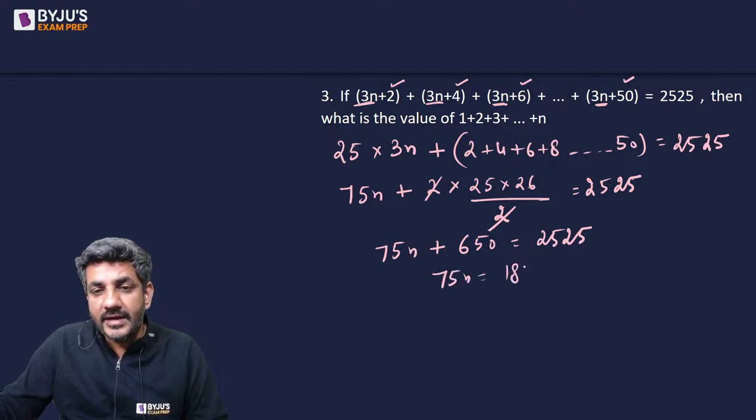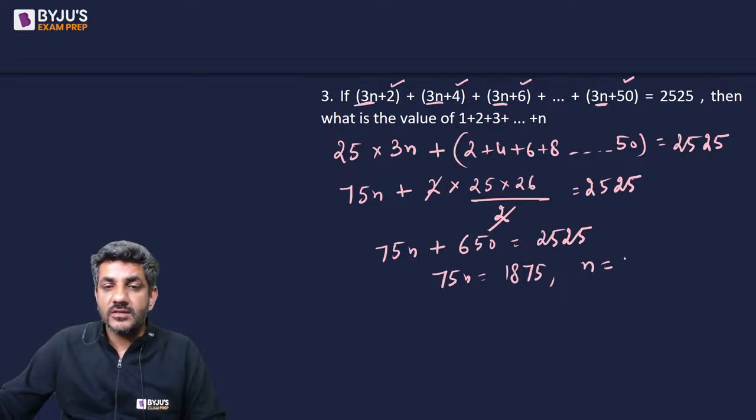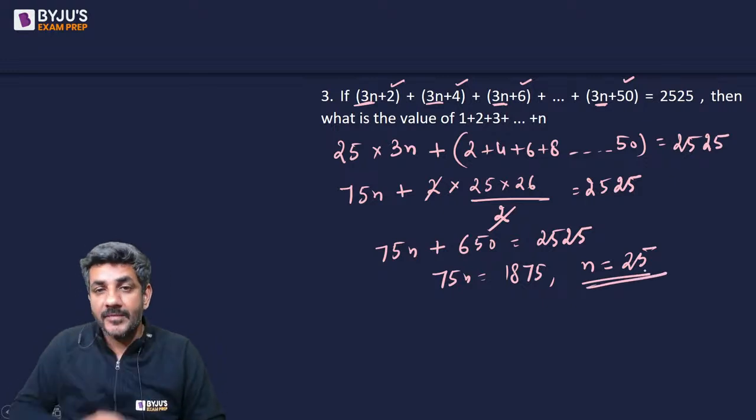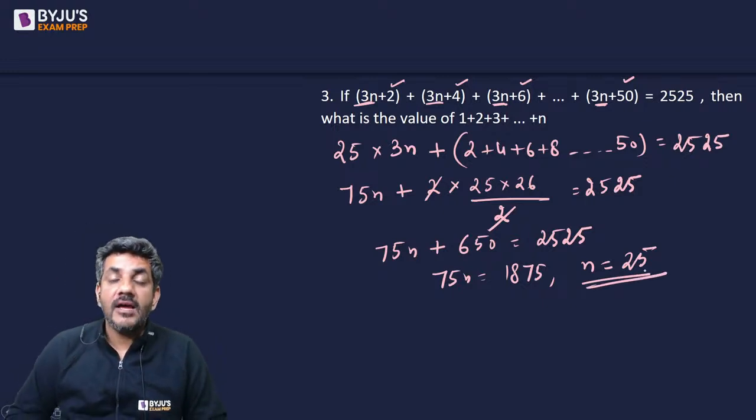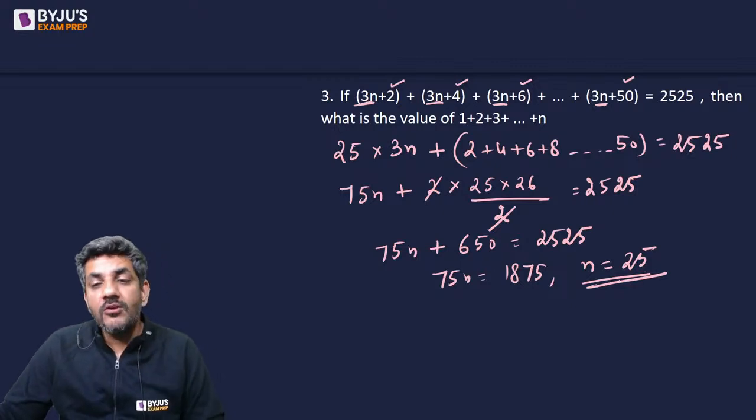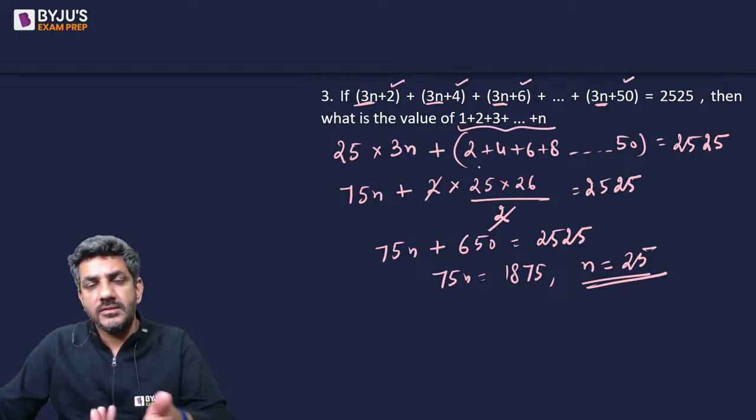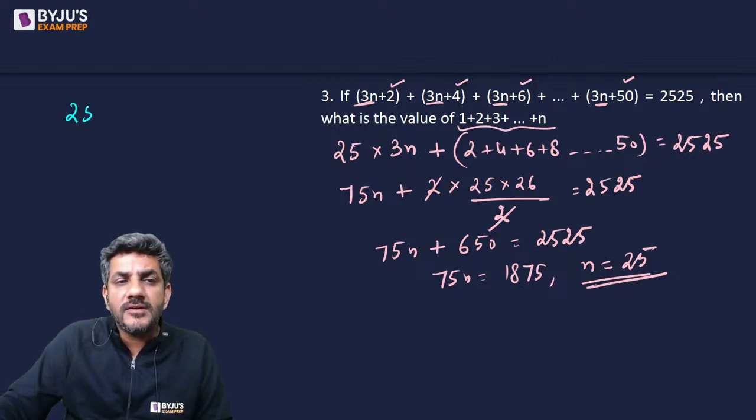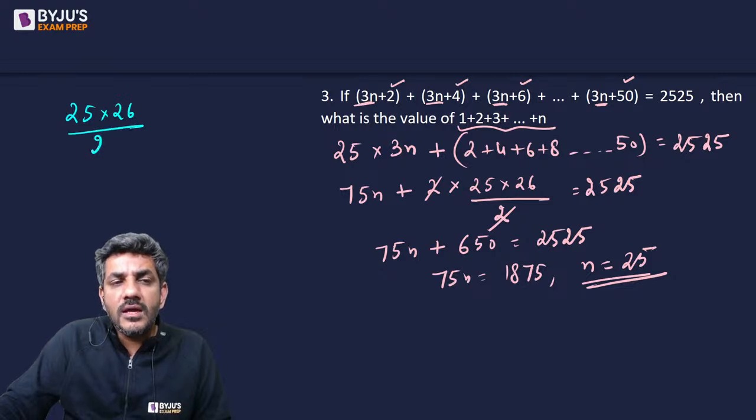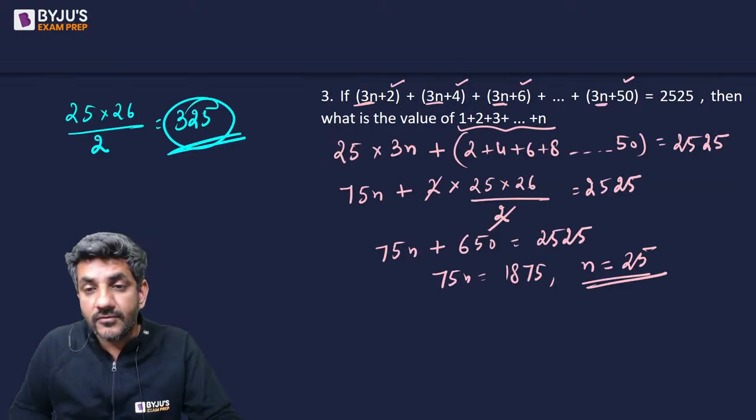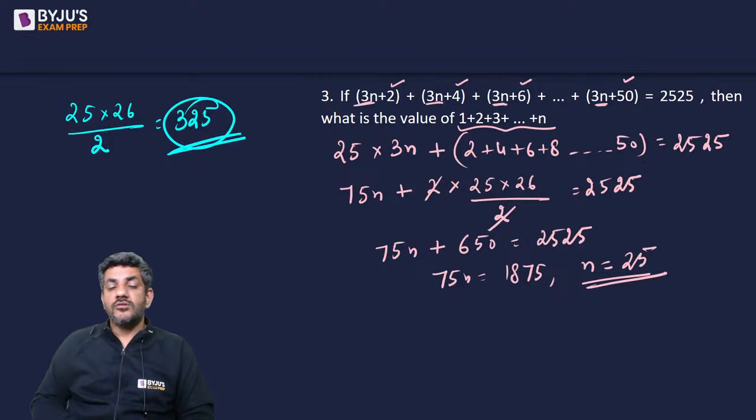75n is equal to 1875, and that gives me n is equal to 25. Now the value of n is equal to 25. The question is asking you the sum of the first n natural numbers. If n is 25, what is the sum of the first n natural numbers? It is n into n plus 1 divided by 2, which is equal to 325. So yes, 325 is the right answer for this question number 3, as Music Core also had answered.